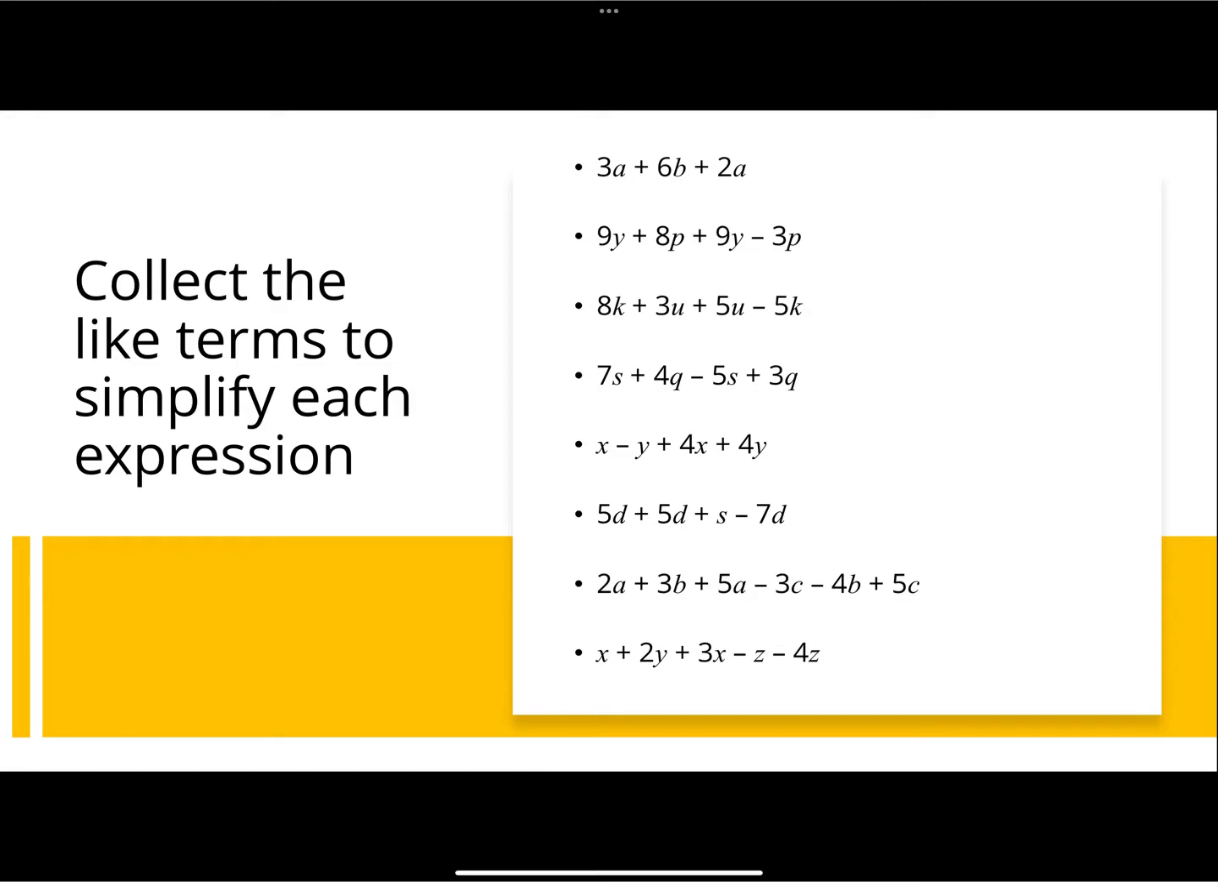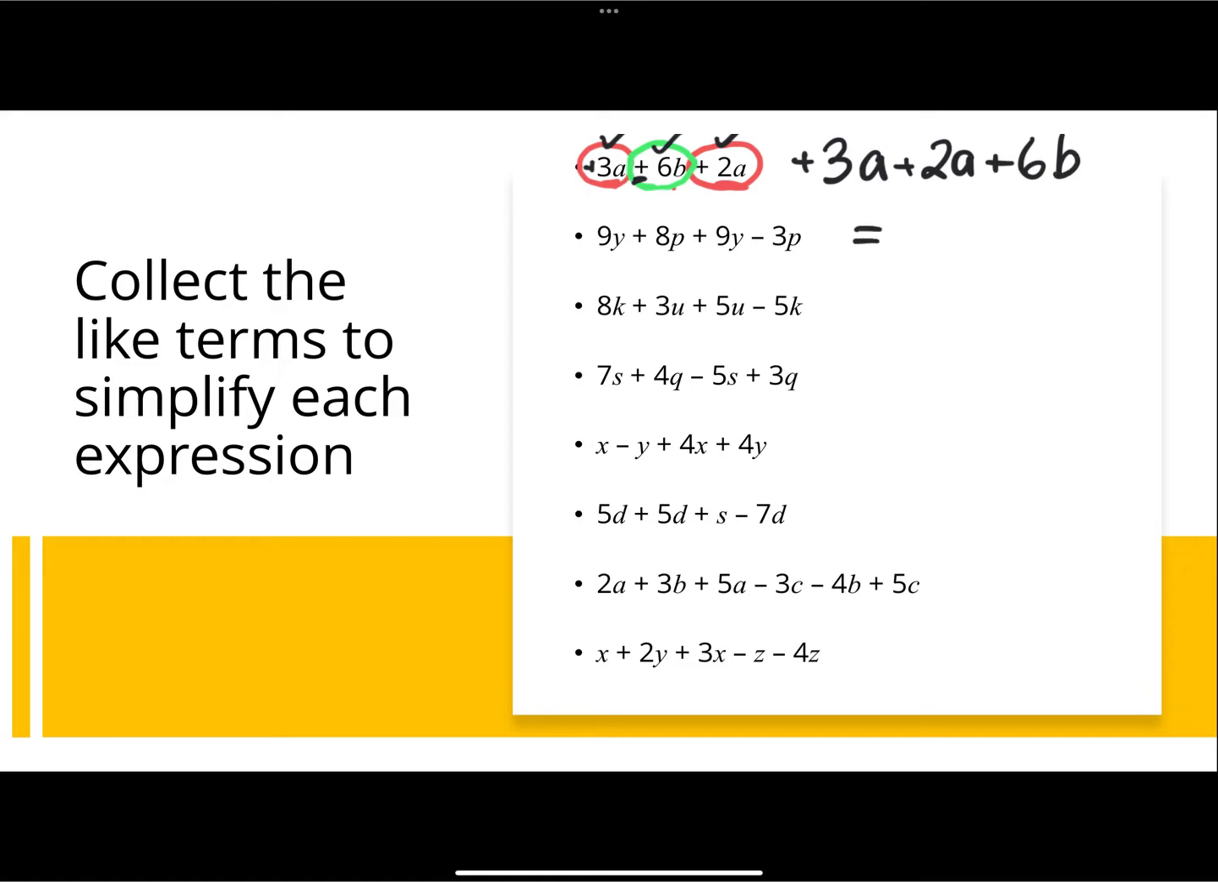Let's have a go at these ones. So the first thing we're looking for here is, do they have the same variable? I have 3a, I have 6b there, I have 2a's there. So my a's can be added together, but my b can only be added to b's. So let's rewrite this one with the a's grouped together and the b's separate. So I have a plus 3a because there's nothing out the front of that one, plus 2a because I've put my a's together, plus, now I'm going to put my 6b in there. And I have a plus there, so it's a plus 6b.